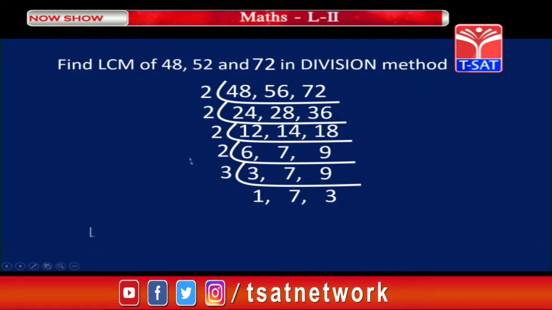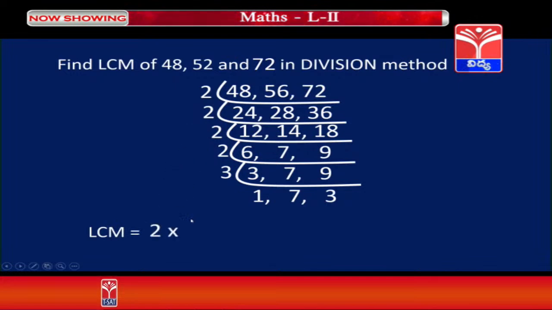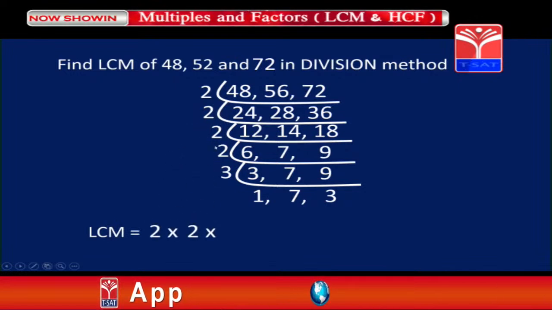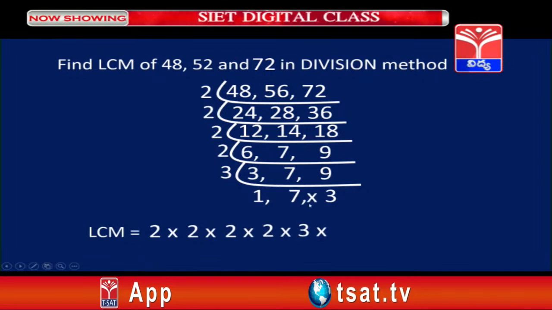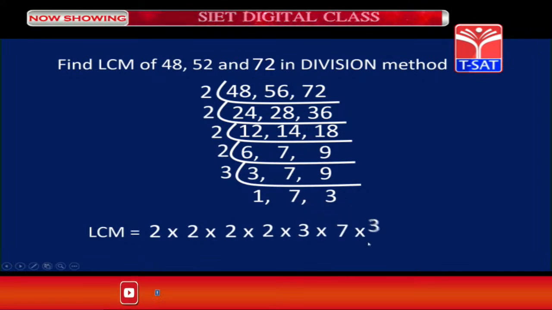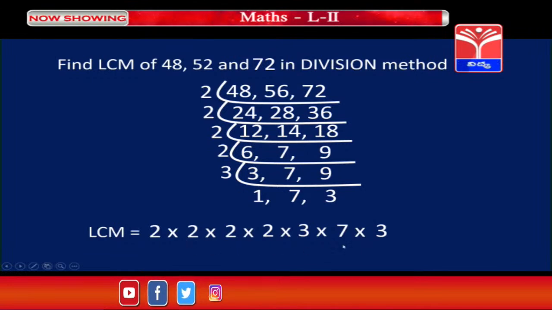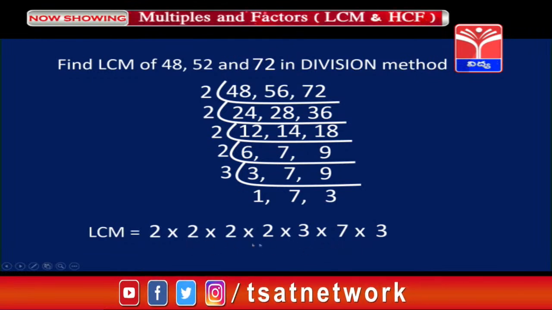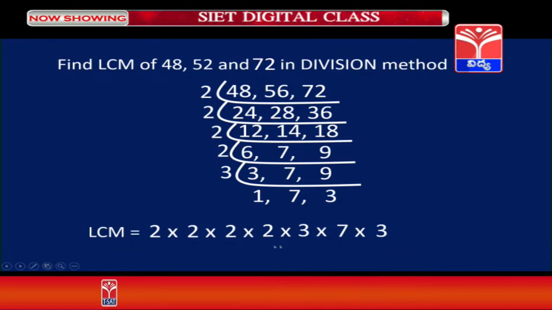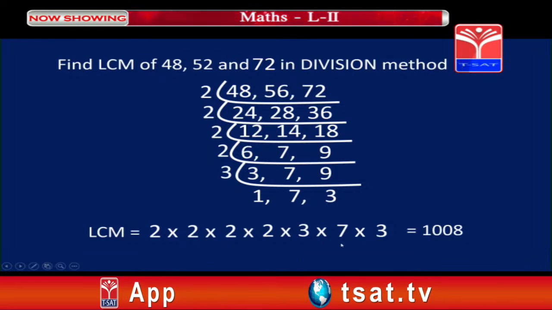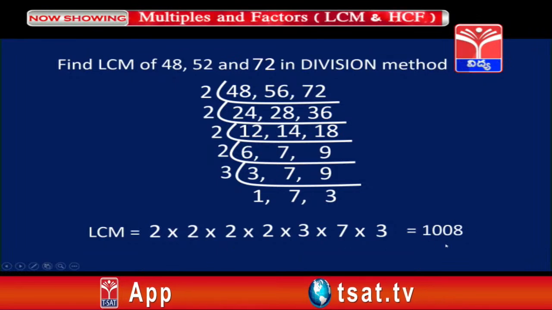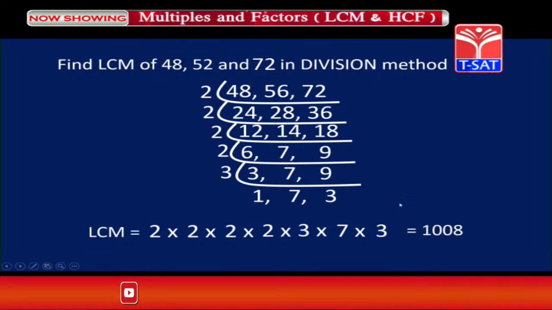Now copy all these numbers to get the LCM. 2 into 2 into 2 into 2 into 3 into 7 into 3. Now multiply in your notebook all these numbers. We are not getting any tens here, so multiply continuously. So we get the answer 1008. Check with your multiplication whether this is correct or not. Otherwise discuss with your friends and teachers.